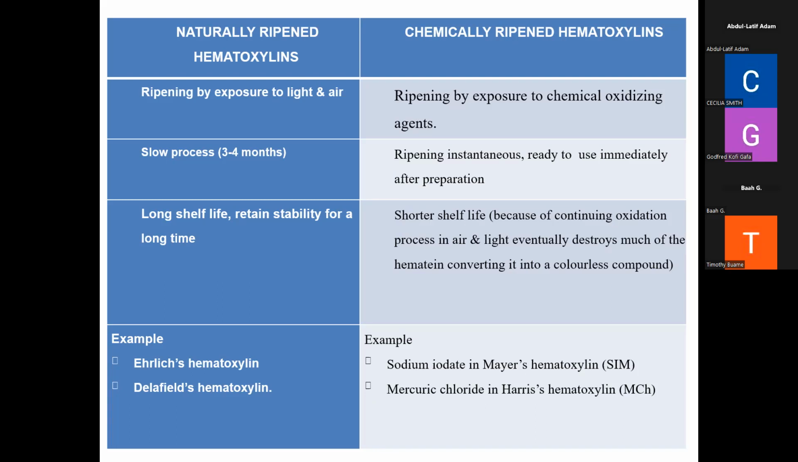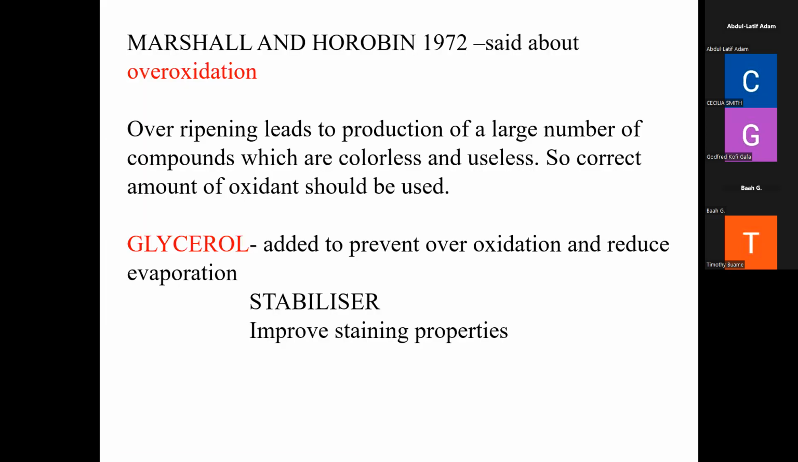It depends on the type of hematoxylin that you are preparing. That's why we have several types of hematoxylin. So here are two examples. You have Harris hematoxylin, which uses what? Sodium iodate. And then you have Delafield's hematoxylin, which uses mercuric chloride. All of this is done to increase the dye content of the stain.